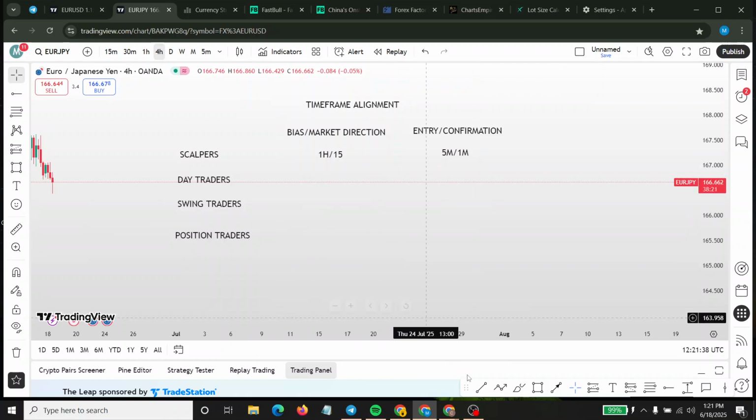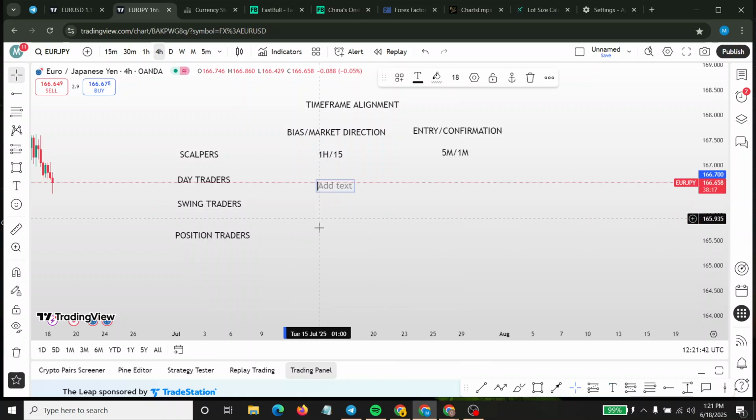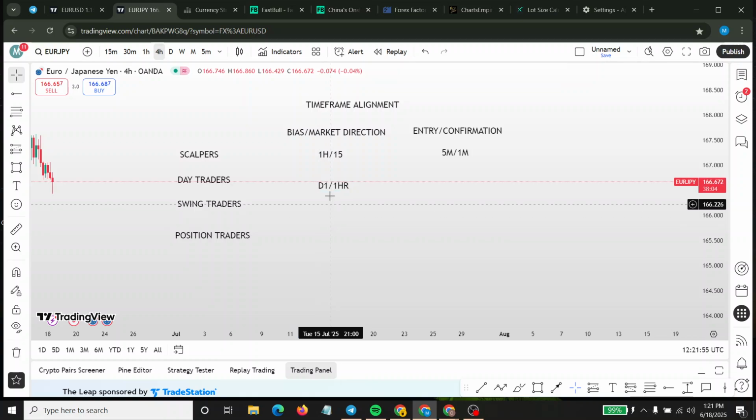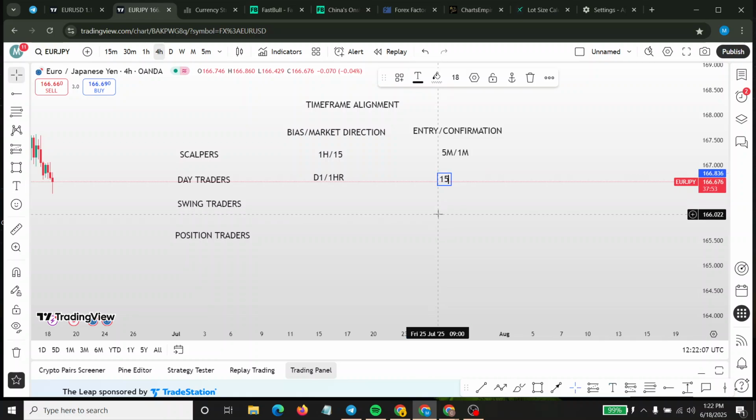For day traders, they make use of the D1, the daily, and the 1 hour for market direction. For entries, they make use of 15 minutes or 5 minutes.